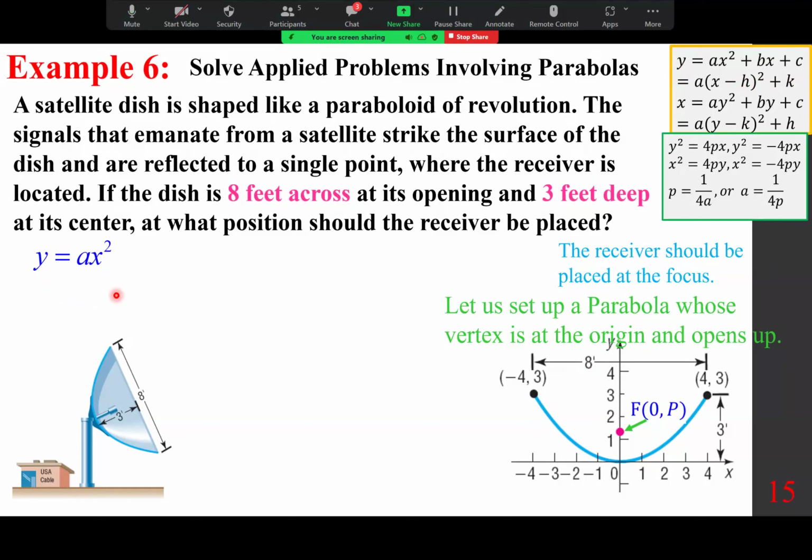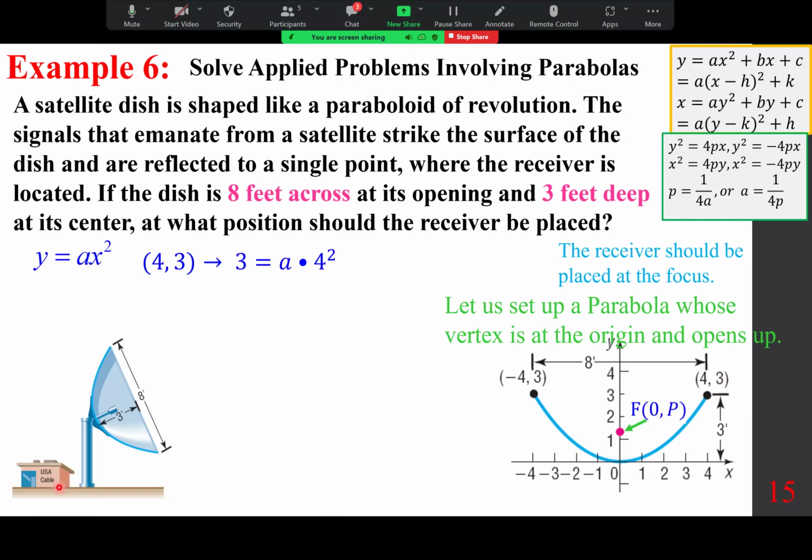Actually, I want you to know this comes from the fact that the vertex is at 0, 0. So in essence, you have this point. If you don't have the vertex, you need 3 points to find the equation. But since we have the vertex, we need 1 more point. So one of these is good enough. So let's say we use this 4, 3, which means you are going to replace the y with 3 and x with 4.